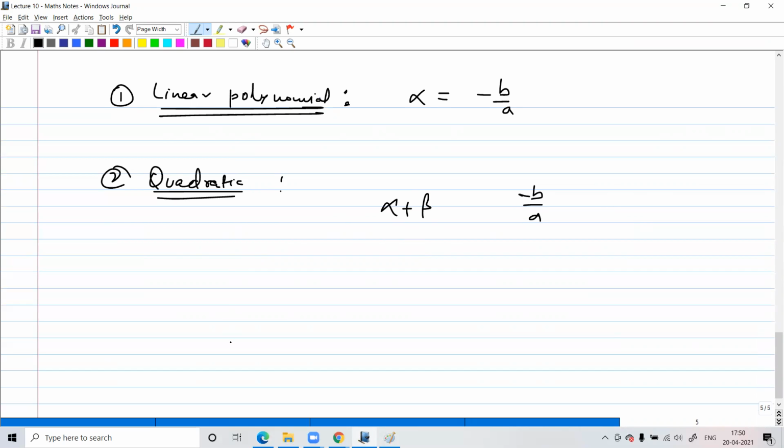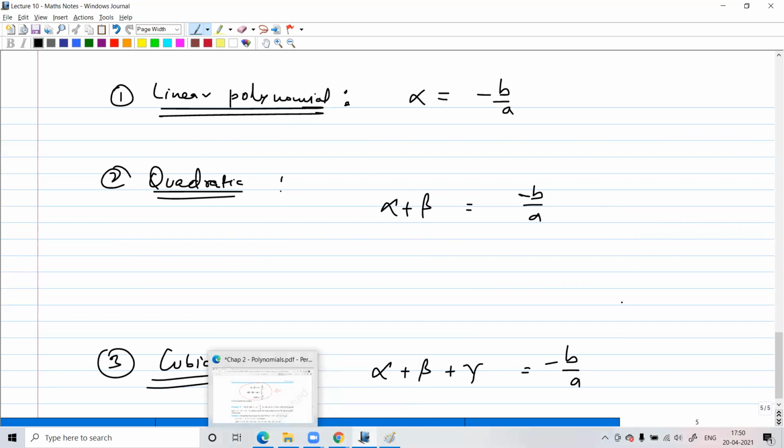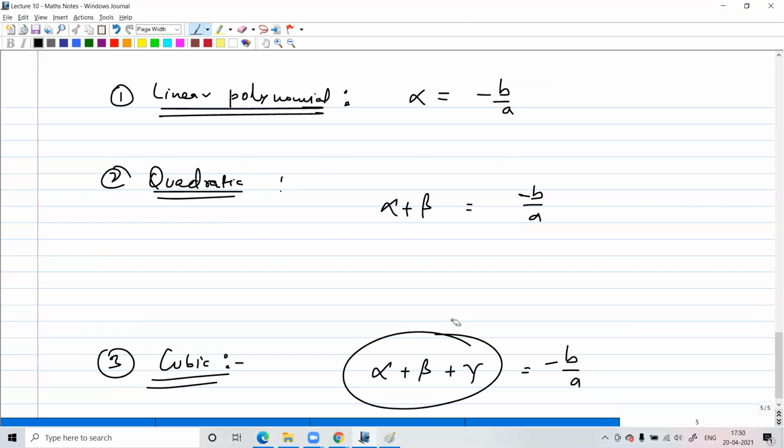And remember, when you go to the cubic polynomial, there also this minus B by A will be the sum of zeros. How many zeros are there this time? Three, sir. So it will be alpha plus beta plus gamma. The same minus B by A will become alpha plus beta plus gamma this time for a cubic polynomial.